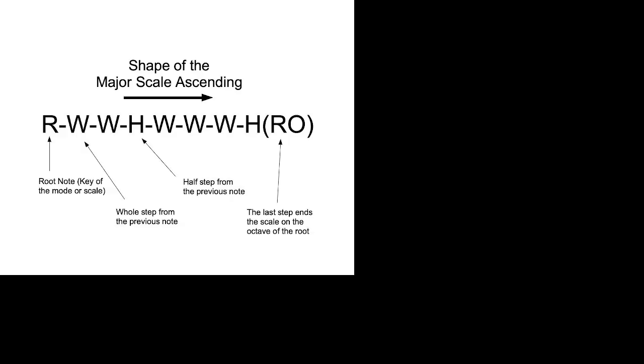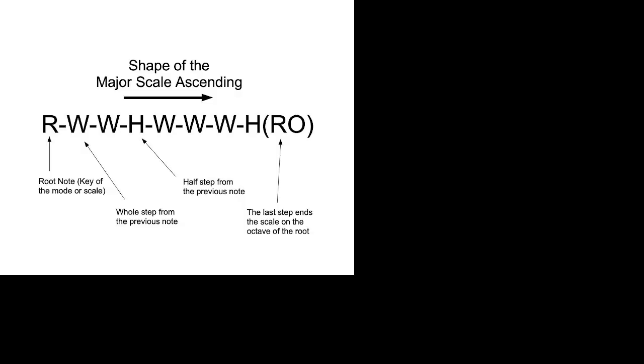And it starts out with the root note. In the case of the C major scale, it would be C, and then D, E, F, G, A, B, C. And to get there, you start with the root note, take a whole step, another whole step, half step, whole step, whole step, whole step, half step, and that gets you to an octave above the root note, or the root octave, I call it. So that's the nature of the shape.